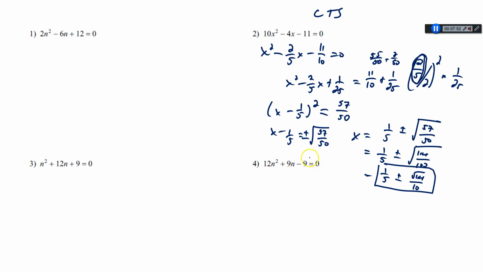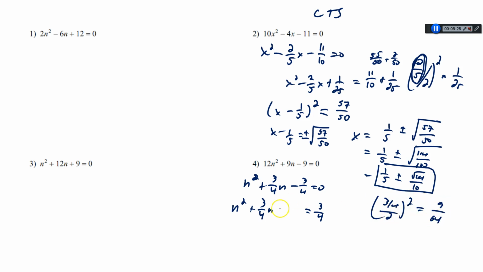Here it looks like I could divide everything by 3, but when I divide by 12, those fractions are going to simplify anyway, so let's just do that. So we got n squared, 9/12 we divide by 3, that's 3/4 n, minus 3/4 equals 0. Now move 3/4 to the other side, so we have n squared plus 3/4 n equals 3/4. The 3/4 divided by 2 and squared, that's 3/8 squared. That's 9/64. Wow. Getting some real work with fractions here, huh?